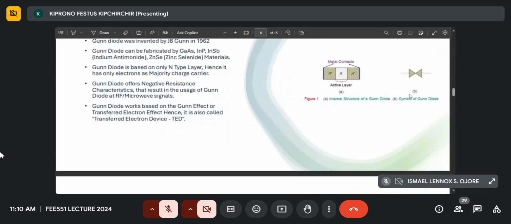This is the symbol of a GaN diode. A normal diode would have a straight line and a triangle up to this point here. For the GaN diode, it's like a mirror of a normal diode, because if you place a mirror line somewhere here, it will come up with this symbol here.